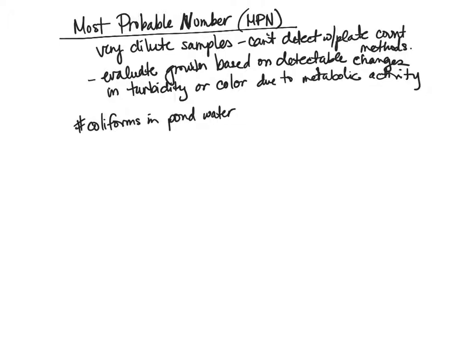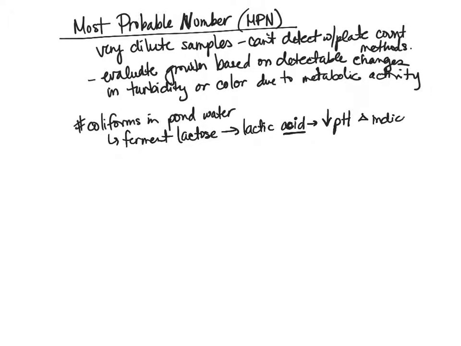So in order to get this, we have to know that coliforms ferment lactose, and that changes it to lactic acid, and that can decrease the pH, right? So if we have acid being formed, then it's going to decrease the pH, and then it can change the indicator. So we have a pH indicator inside of our medium.